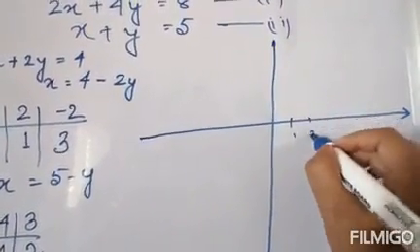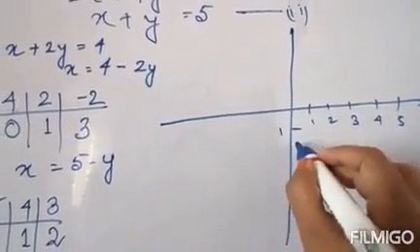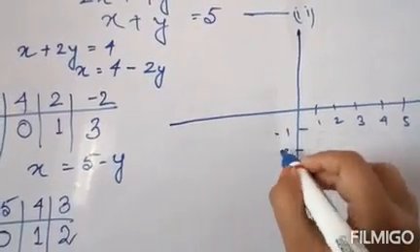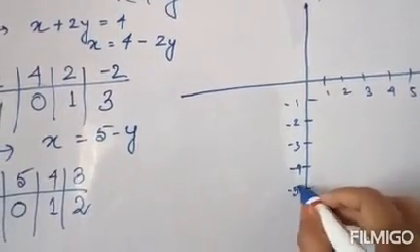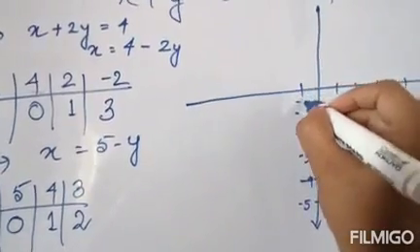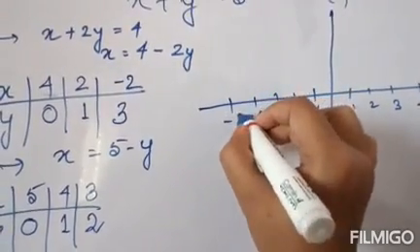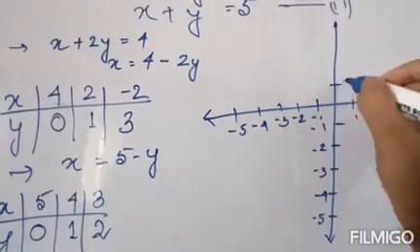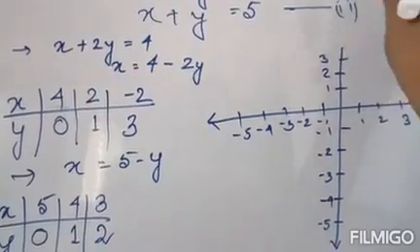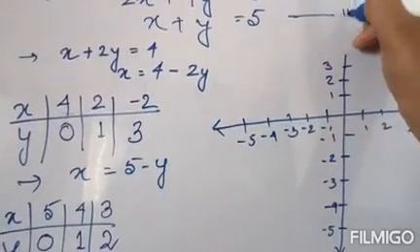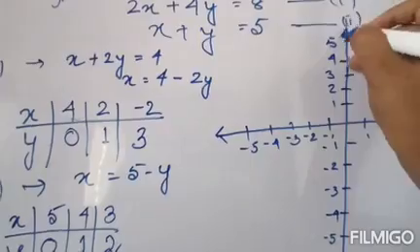So 1, 2, 3, 4, 5. Here also, sorry, minus 1, minus 2, minus 3, minus 4, minus 5, and this side it will be minus 1, minus 2, minus 3, minus 4, minus 5. This side 1, 2, 3, 4 and 5.